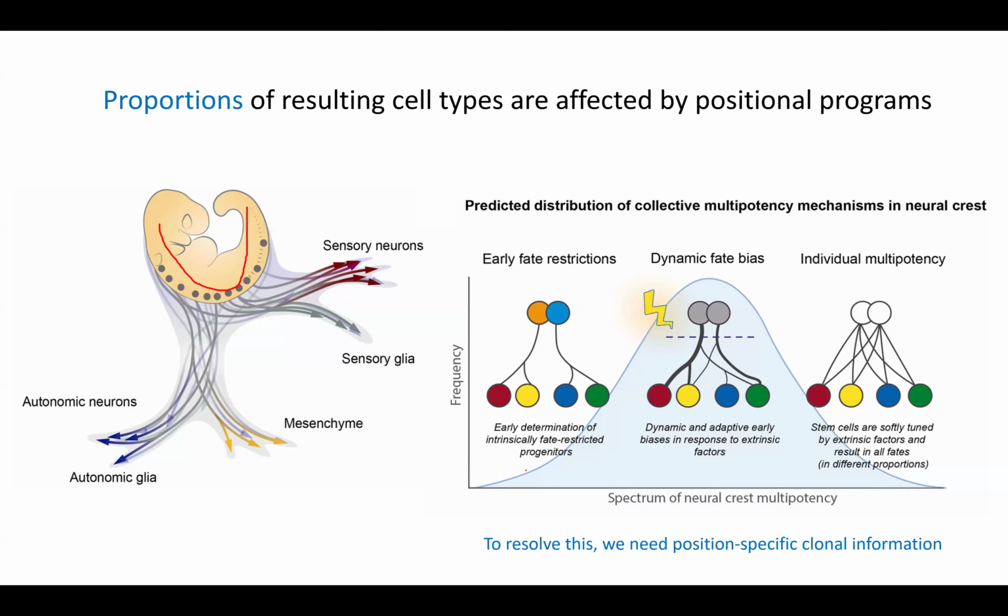But the majority of them, you see this bell-shaped distribution, right? The majority of them will interpret dynamic fate biases and generate portions of what is available to them to different extent. And because there are many, they will still manage to build all the structures in the right numbers. It's a great mystery. How do they really achieve that?